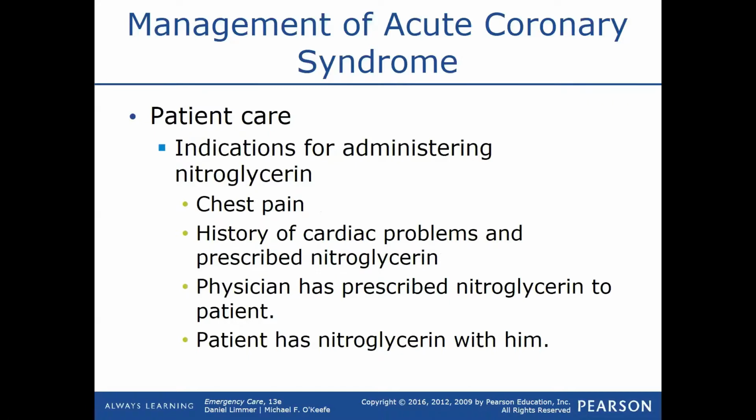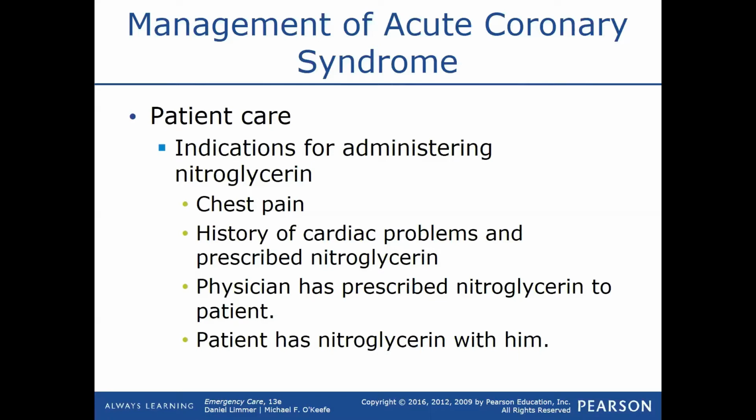Let's see. Patient care indications for administering nitroglycerin. So it's kind of a review. Obviously, if they have chest pain, angina, which is what it's called, from cardiac issues. If the patient has a history of cardiac problems, and at the BLS level, at the EMT level, obviously the patient has to have nitroglycerin prescribed to them. Okay, that's the biggest thing. You can't give it to them if it's not prescribed legally. You can't do that. And the patient has nitroglycerin with them, so obviously that has to happen.